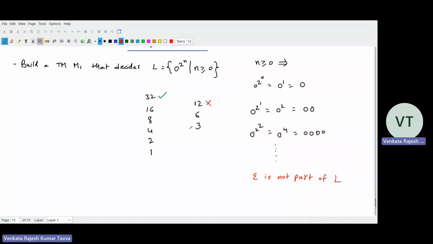It will only tell me whether it's an even length string or not. It will not tell me whether it's a power of 2 or not. Exactly. Yes. So how do I ensure that I discard multiples of 2?